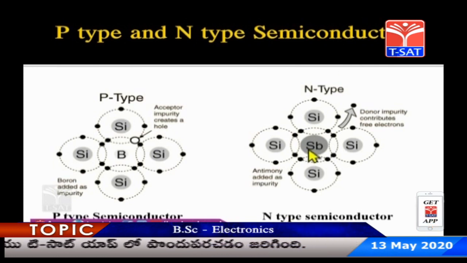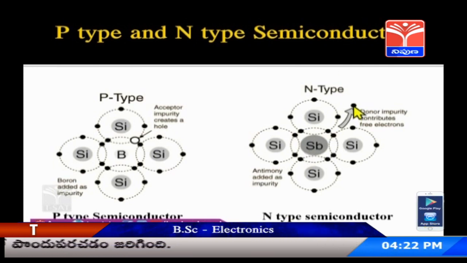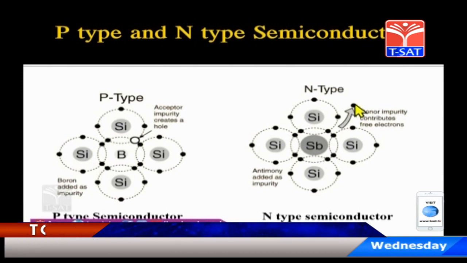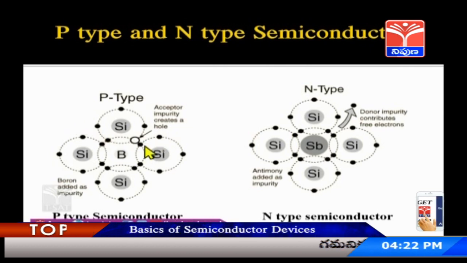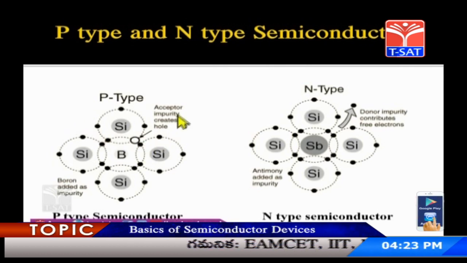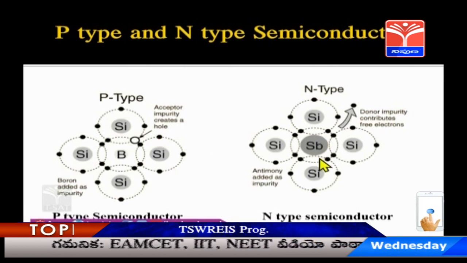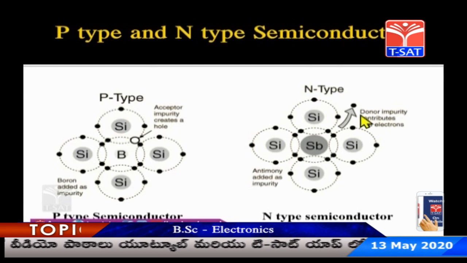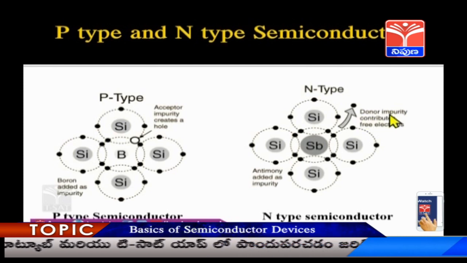Okay, so 1 electron will be free, so that free electron will be used for conduction. As this material is donating an electron, and here boron is accepting an electron, that is why we have called it an acceptor impurity. Here, antimony is donating an electron, so we call this a donor impurity.